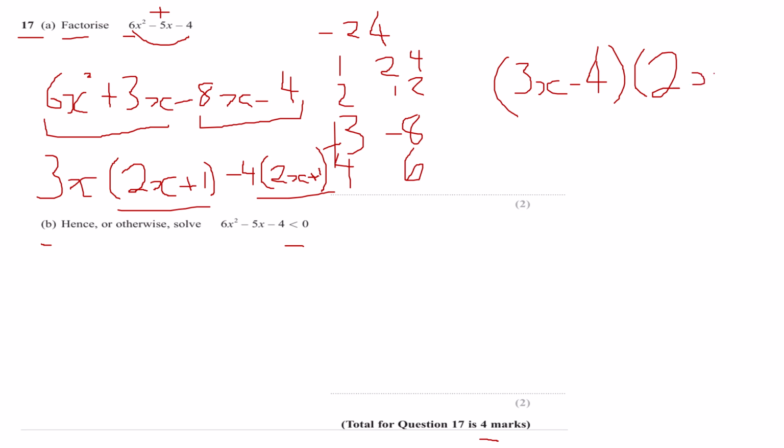I can see now that I've got a common factor of 2x plus 1. So my answer is going to read 3x minus 4, multiplied by 2x plus 1, because I can factor out 2x plus 1 on the last line of my working and get 2x plus 1 and then open bracket 3x minus 4. So the final answer reads that. That's our answer for part A.